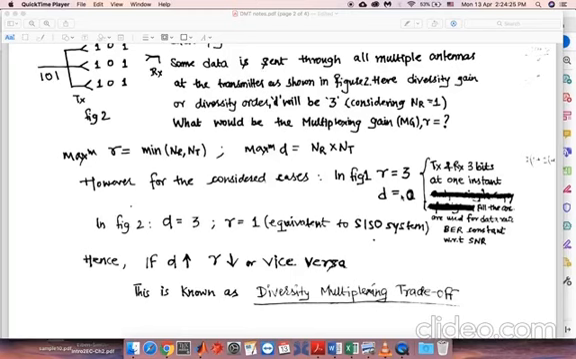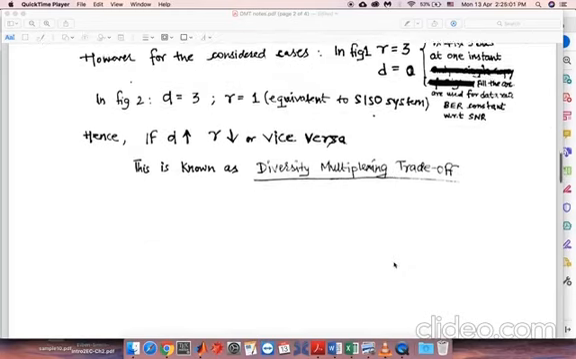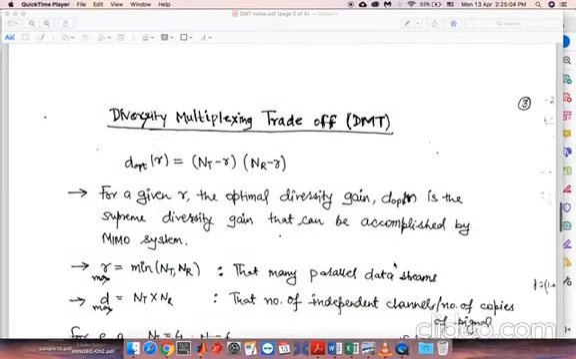However, we can see here that whenever we achieve R, it won't be possible to achieve D. When we have minimum rate gain, we can achieve maximum diversity gain. So we can't achieve diversity gain and rate gain simultaneously. Whenever D increases, rate decreases, or vice versa. So this is a trade-off between diversity gain and multiplexing gain, hence known as the diversity multiplexing trade-off. We will elaborate on it more.